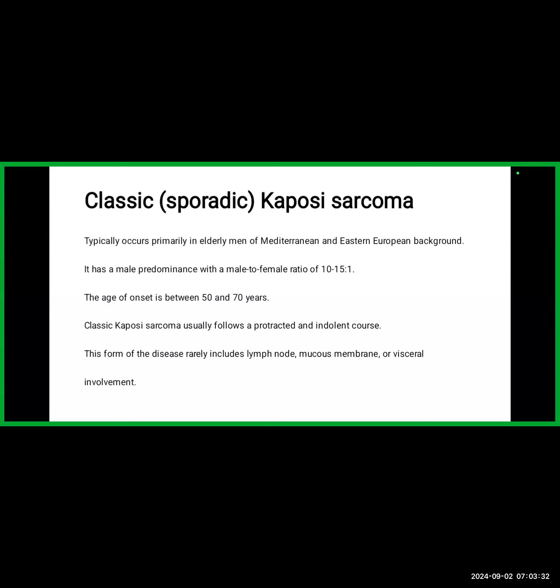The classic or sporadic Kaposi sarcoma typically occurs primarily in elderly men of Mediterranean and Eastern European background. It has a male predominance with a male to female ratio of 10 to 15:1. The age of onset is between 50 and 70 years. Classic Kaposi sarcoma usually follows a protracted and indolent course. This form of the disease rarely includes lymph node, mucous membrane, or visceral involvement.